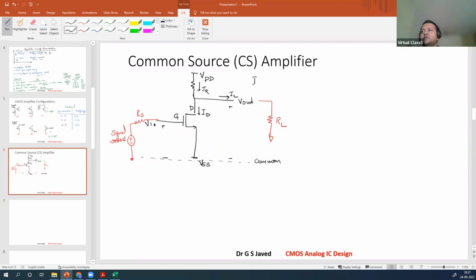So your KCL will always result that current through the resistor is always ID plus IL. So this is one thing that you'll have to understand. And this we will call the signal load. So this is your signal source, this is your signal load. Input applied at the gate, output taken at the drain. This is called a common source amplifier.